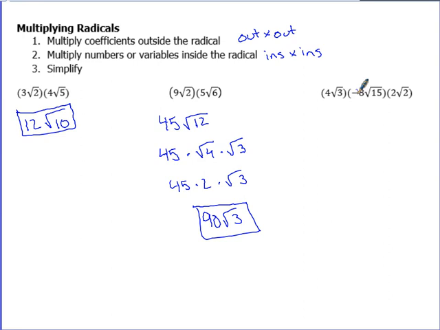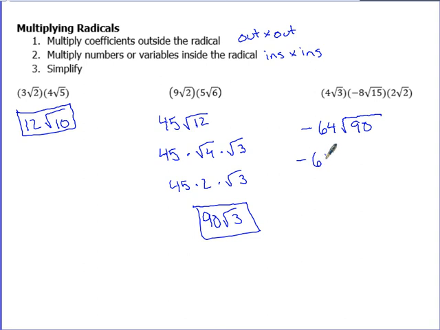Last one here, even though there's 3 of them, it's still the same. So outside times outside times outside. So 4 times negative 8 would be negative 32. Negative 32 times 2 would be negative 64. And then inside, I have 3 times 15 times 2. 3 times 15 is 45. 45 times 2 is 90. And then I need to simplify.